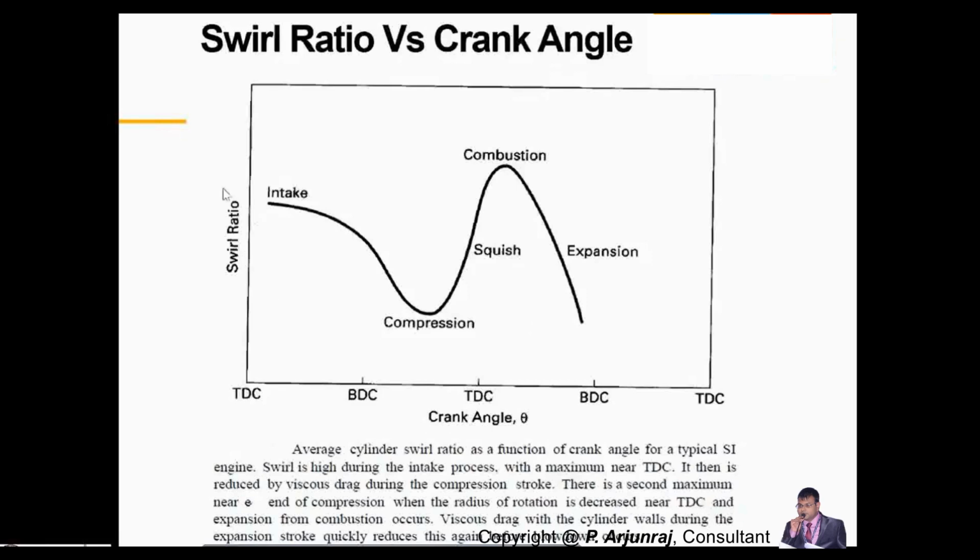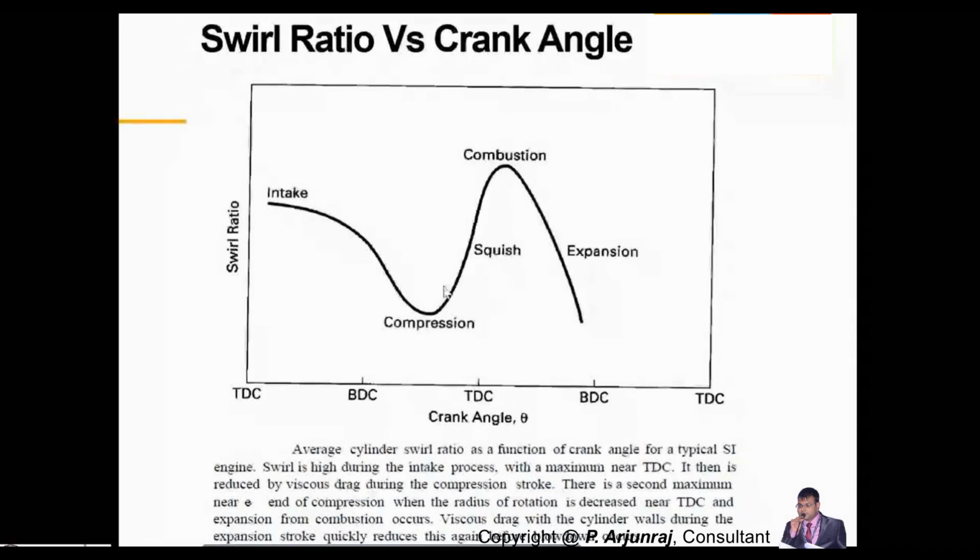I'm going to take the swirl ratio on the y-axis and the crank angle on the x-axis. You also know that you're going to have the intake, compression, power stroke, basically the combustion, and then the expansion. Here is how the swirl ratio is going to perform at the different strokes of your engine: intake stroke, compression, combustion, and expansion. This swirl ratio is also a function of crank angle. This is an example of an SI engine.